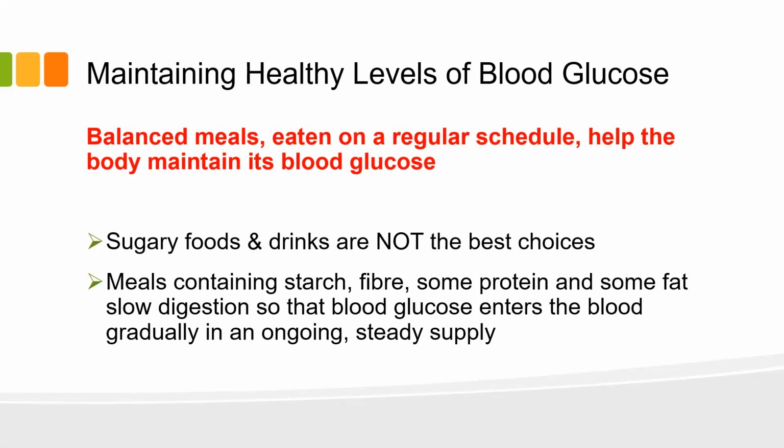Whereas if you have starch and fiber in your diet and a little bit of protein and fat, your digestion is a lot slower. And that's what you want, that sustained release of glucose into the blood after a meal, rather than the huge spike that you might get after having a really sugary meal. So that's the ideal way to eat.